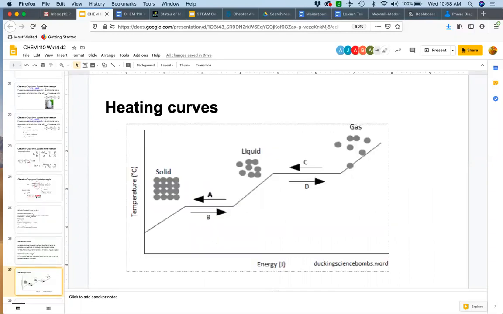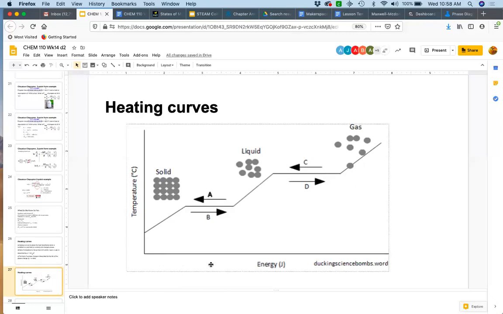So here's an example of a heating curve and what that looks like. Interestingly, we often only look at a part of a heating curve. We don't necessarily always look at the whole heating curve, but in this case, we're going to talk through it so that you're familiar with the entirety of the heating curve before we zoom in and look at a specific section of that heating curve.